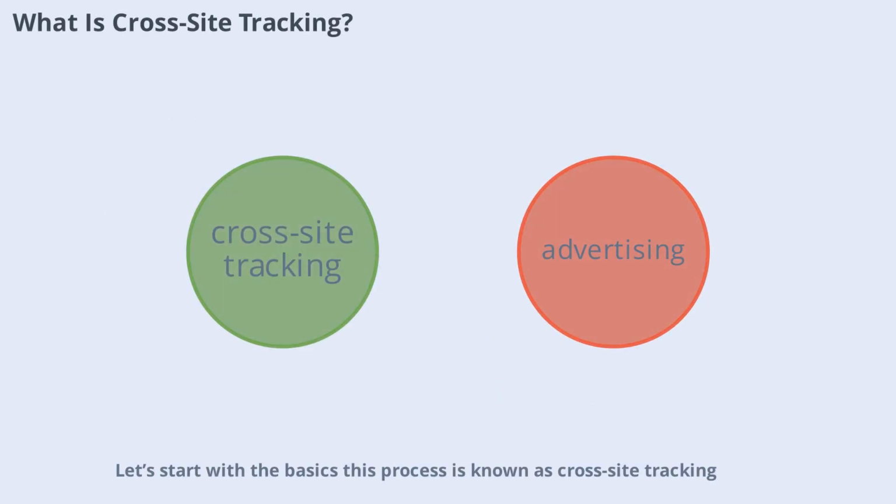Start with the basics. This process is known as cross-site tracking. Every time you use the internet, this invisible system is at work. Cross-site tracking is a method that allows advertisers and websites to follow your activity as you move from one site to another. It's not just about what you do on a single website, it's about building a bigger picture of your habits and interests across the entire web.